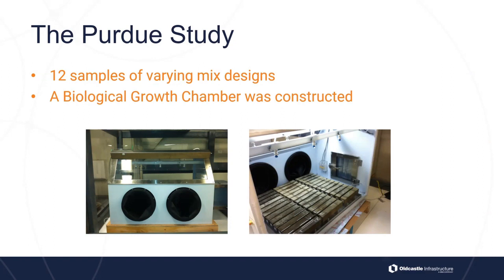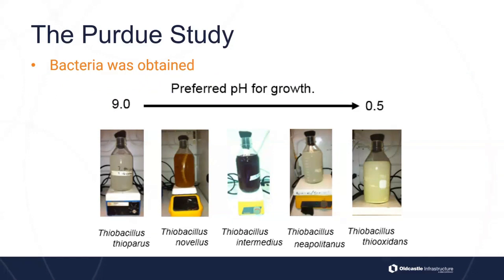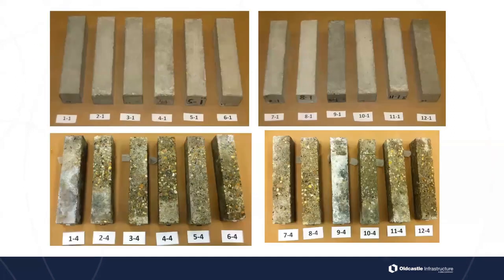They also developed safety protocols for sulfuric acid within this growth chamber. Next, they obtained bacteria samples, which, keep in mind, are highly toxic. These thiobacillus, they looked at the thioparus, the novellus, the intermedius, the neapolitanus, and the thiooxidans. They inoculated the samples with these different strains of thiobacillus to see what it would do to different concrete samples. And then they left them for 112 days. So the samples at the top that you see in those pictures are the original samples. And the bottom samples are those same samples after 112 days of exposure to the thiobacillus. So you could see the different strains of thiobacillus, what it does to this concrete.